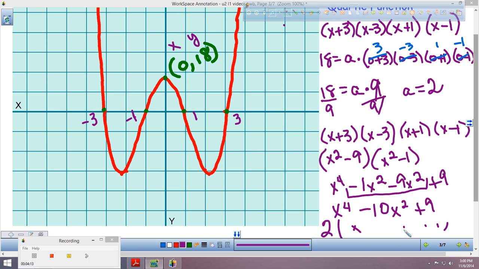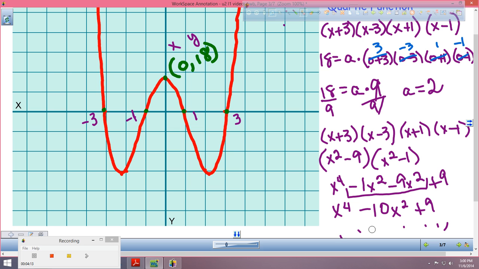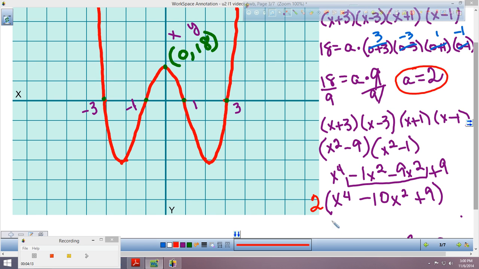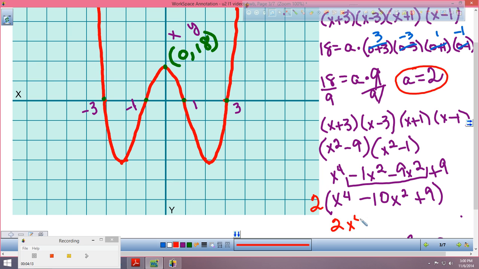My last step is to take this and multiply the whole thing times the a value that I got right here. So I'm going to multiply everything times 2. So I've got 2 times x to the 4th, which is going to be 2x to the 4th.